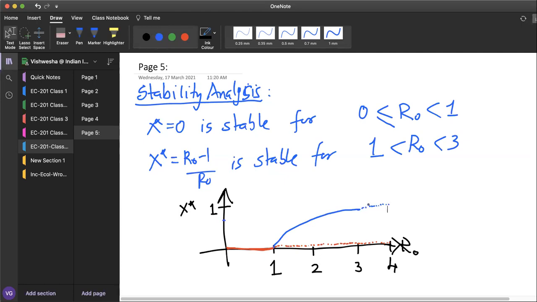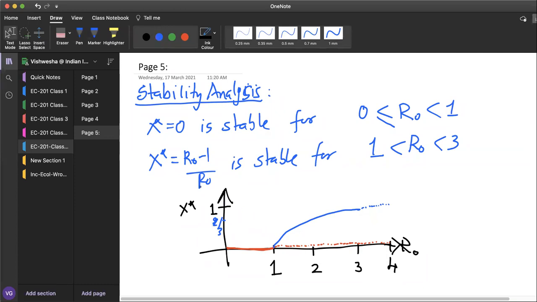Do all of you agree with this? Any questions on this, based on the stability analysis? Just 2 by 3. Okay. So this is the picture of how stable equilibria change over R0, the main parameter and the only parameter in this model.